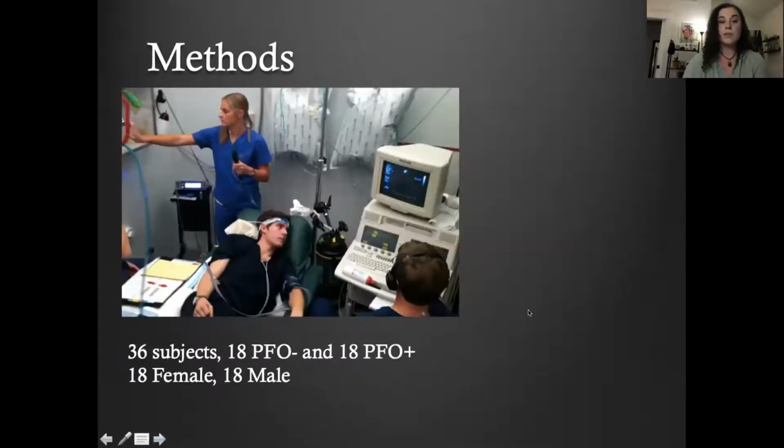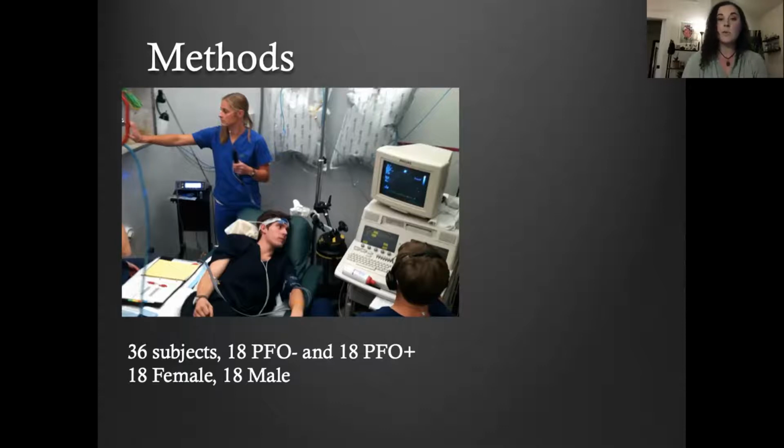So in order to do this, we recruited 36 subjects. Those subjects were matched for PFO status as well as sex. And so there were 18 PFO negative and 18 PFO positive. And within each of those PFO groups, there were 9 males and 9 females. We screened for PFO on a separate day with ultrasound. And on our main study day, which is pictured here, we had subjects come into the Evanuk environmental chamber, which is a normobaric hypoxia chamber. And we had subjects breathe 11.5% oxygen for 10 hours.